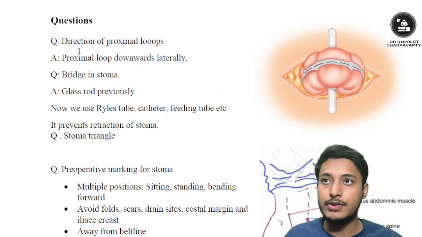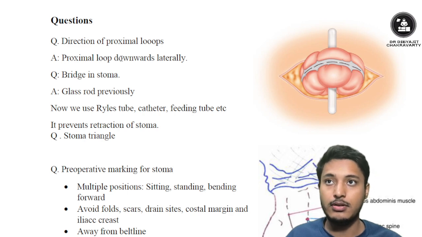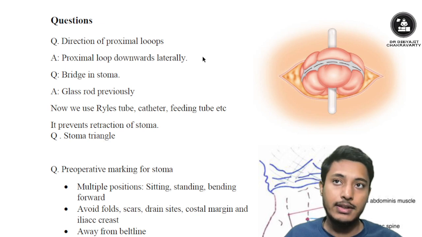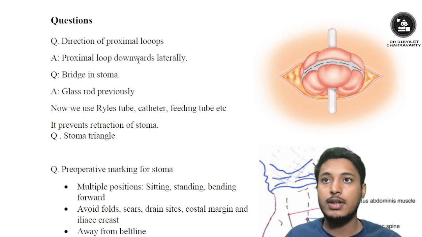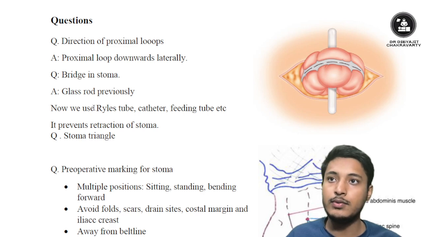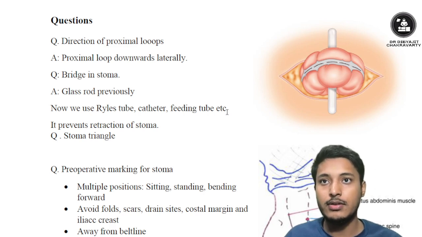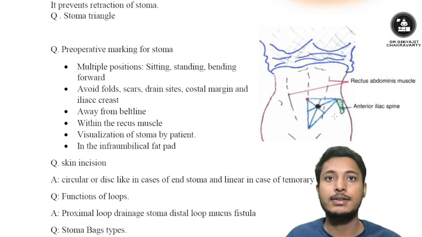Coming to some of the common questions, that is the direction of the proximal limb. The proximal limb should be directed downward and laterally, so that the output falls directly into the bag, and it is on the dependent side. Bridge in the stoma: as we can see in this image, there is a bridge used for prevention of the retraction of the stoma, and previously we used glass rods, but nowadays we use rubber tube catheters or feeding tubes, etc.